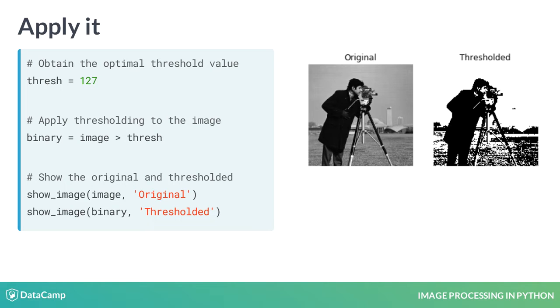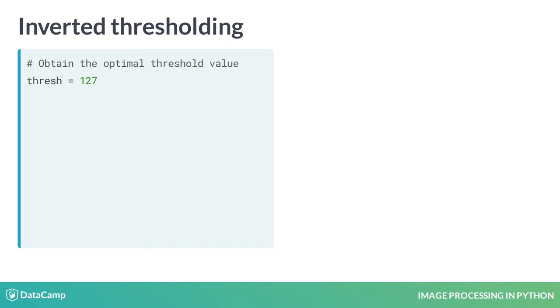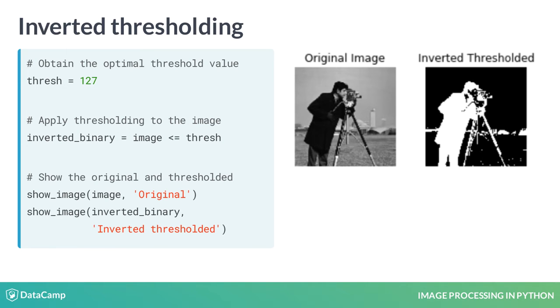We can also apply inverted thresholding, which is just inverting the color. We apply it just as we do in thresholding, except that we use the less or equal operator instead of the greater than. Here, the resulting image is also binary, but the background is black and the foreground white.